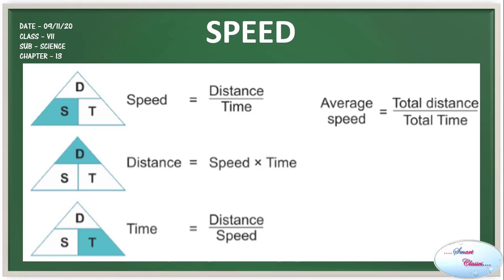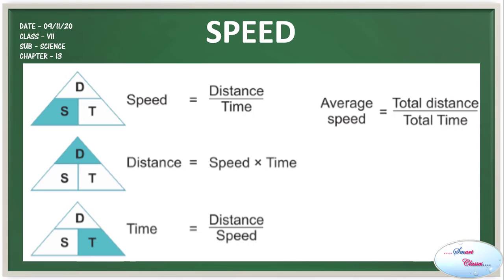What if we have the speed and time, but we want to find the distance? Then the formula will change and it will become distance is equal to speed times time. Similarly, if we need to find time when distance and speed is given, then it will become time is equal to distance upon speed.